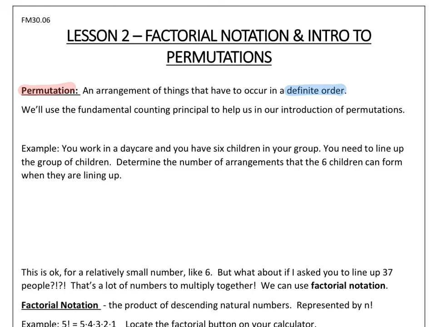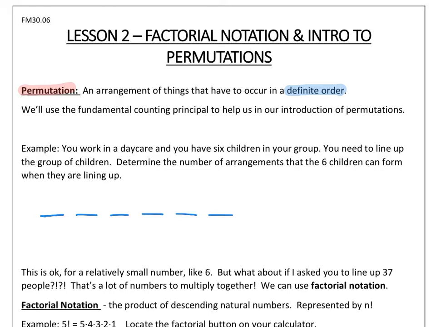We're going to use the fundamental counting principle to help us get going here. It says you work in a daycare and you have 6 children in your group. You need to line up the group of children. Determine the number of arrangements that the 6 children can form when they are lining up. So basically, I have to line up 6 kids. So I've got 6 spots: 1, 2, 3, 4, 5, 6.